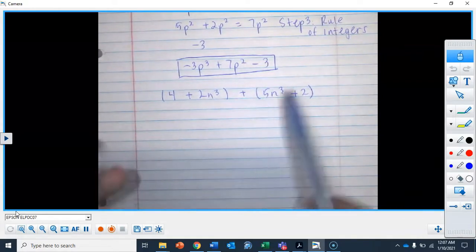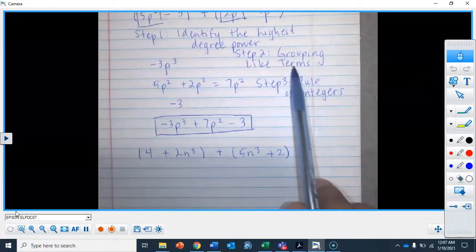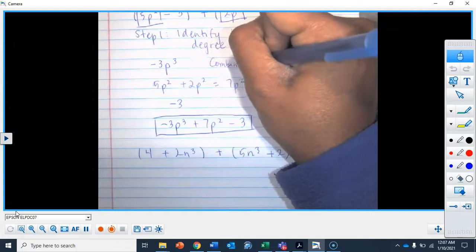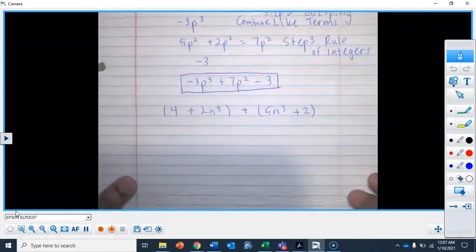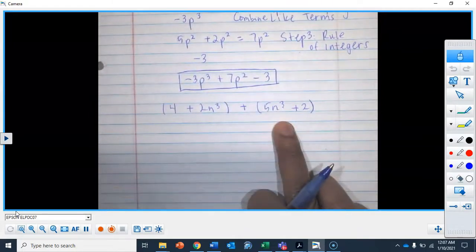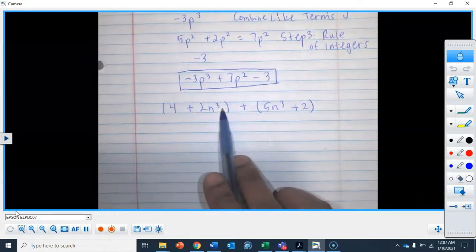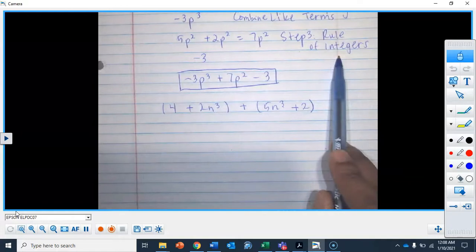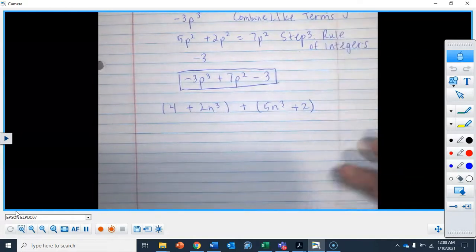I also notice in step number 2, I want to group and combine like terms. Let me also put that right there. Combine like terms. So then I am going to have to combine those two because they both have an n to the third power. And then after that, I'm going to apply the rule of integers to all those groups that are like terms.